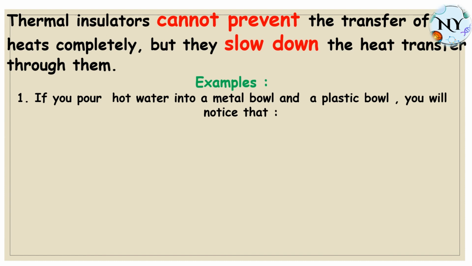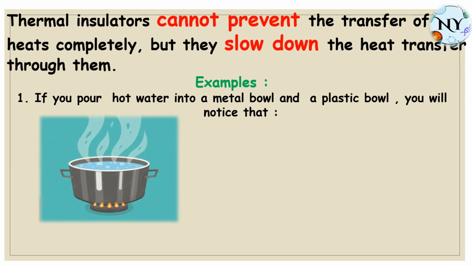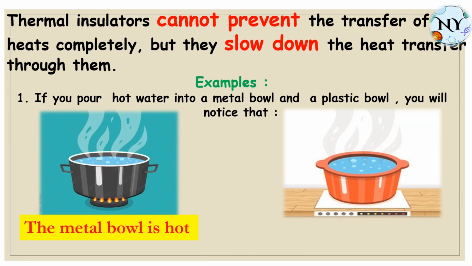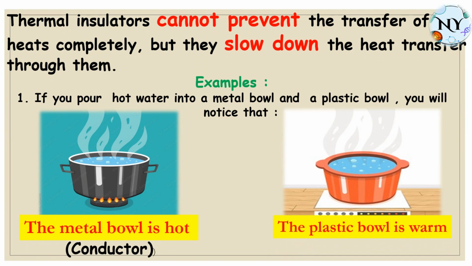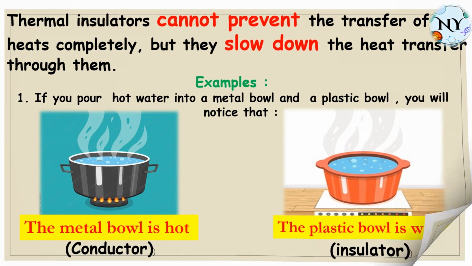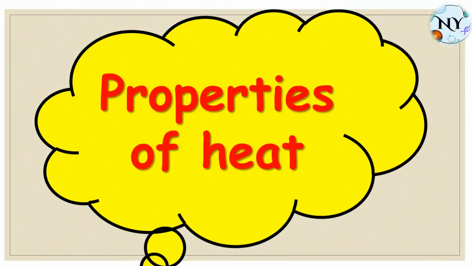So for example, if you pour hot water into a metal bowl and a plastic bowl, you will notice that if you try to touch the metallic bowl, it will be hot, while the plastic bowl will be warm, which means the plastic doesn't allow heat to transfer through. No, it just slows down or resists. All right? All right, that's great.